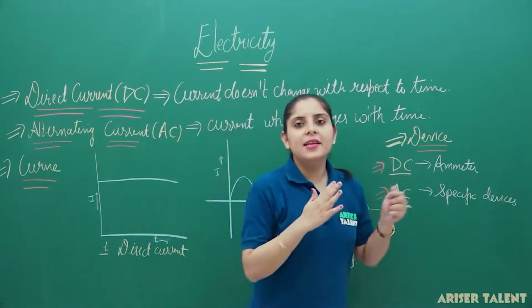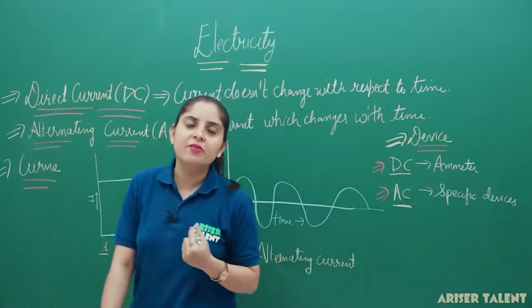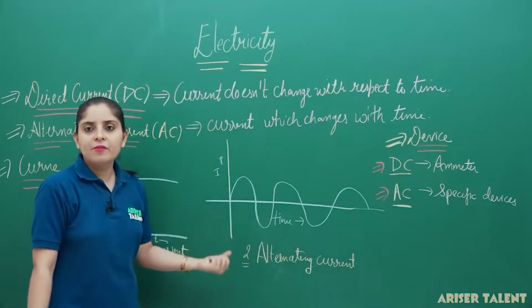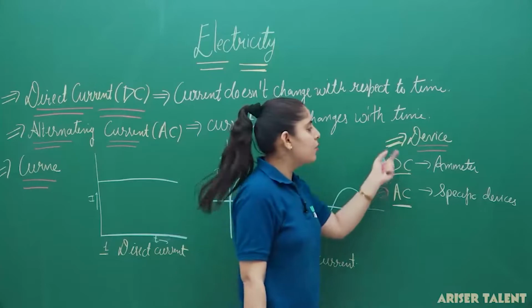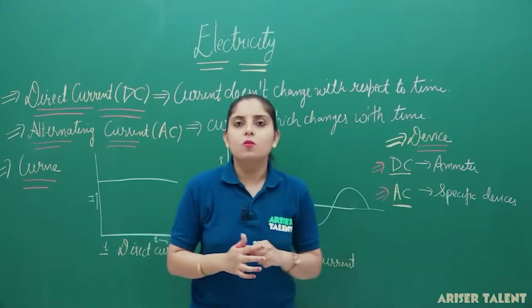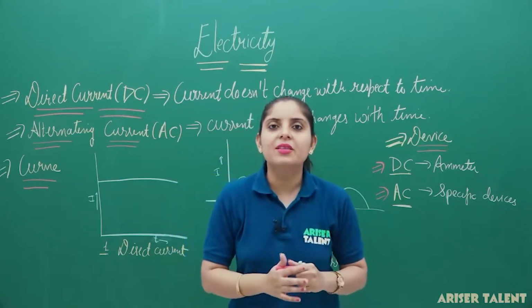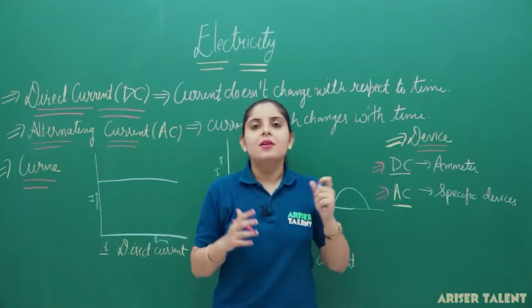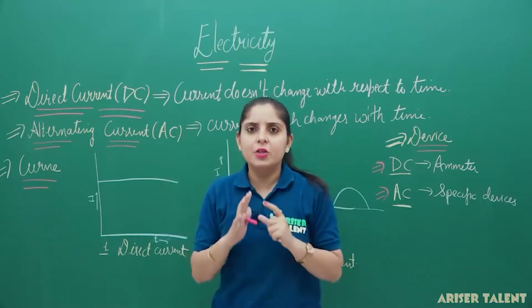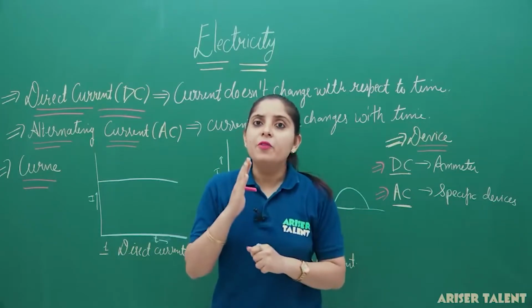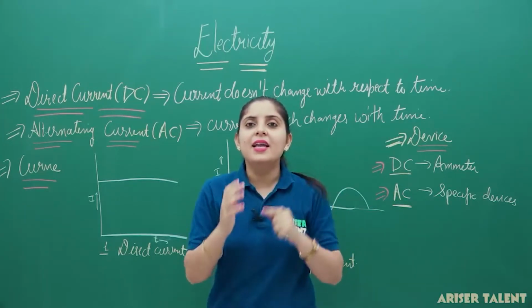So this is the next point regarding their devices. One difference is their definition, another difference we have seen is regarding their curve, which shows the variations with time, and the third difference is categorized on the basis of devices. Now, what is the fourth difference between AC and DC current? AC current is not easy to handle and DC current is easy to handle.